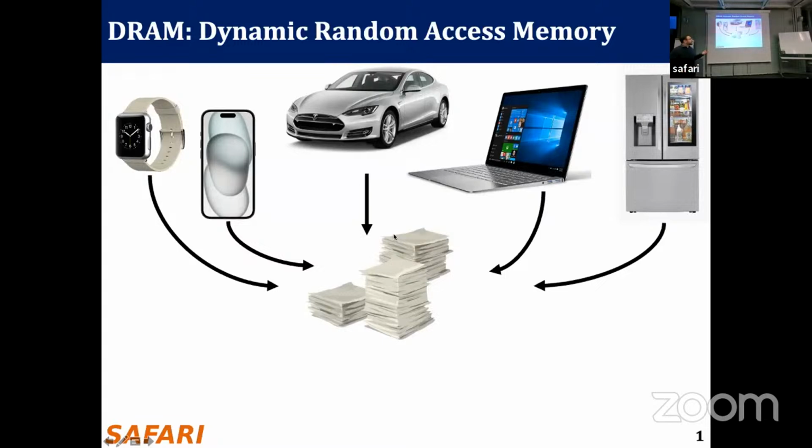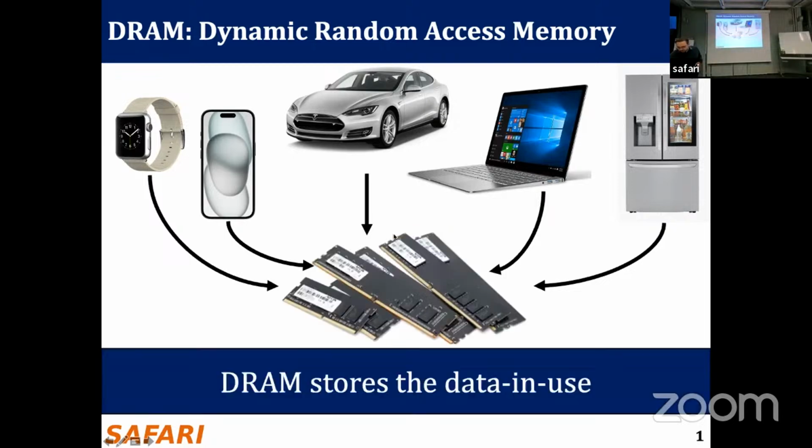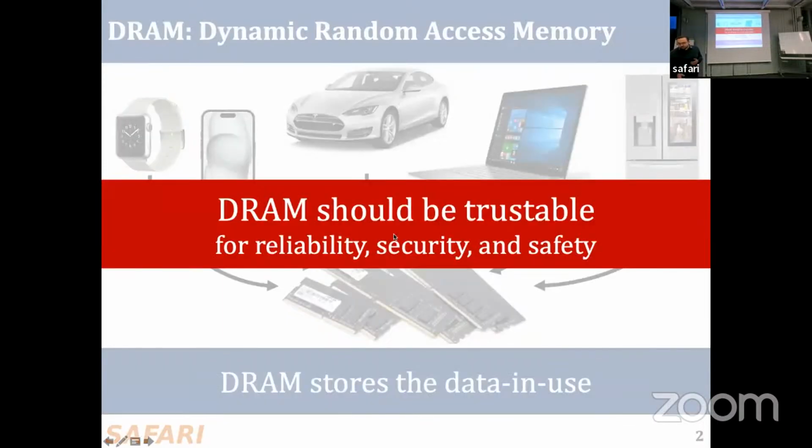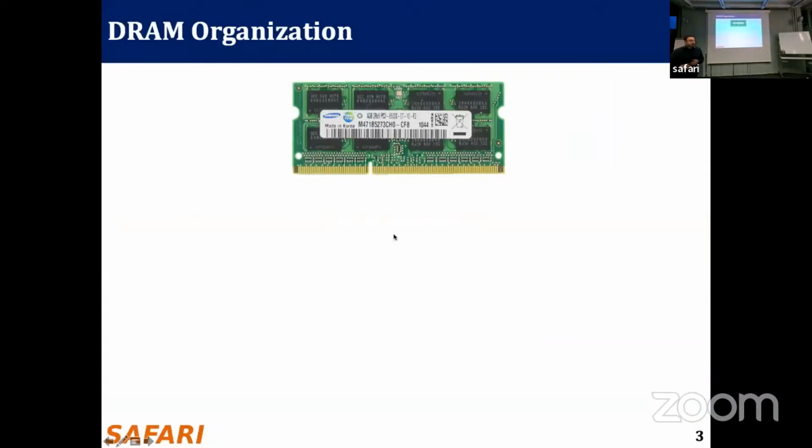We will be looking into DRAM devices, in long name dynamic random access memory. In many of the smart devices in our daily life, we deal with a great amount of data, and this data is stored in DRAM chips. For these systems to work reliably, securely, and safely, we need to trust these DRAM devices because our data is there. I will give a brief introduction of how DRAM is organized and how it operates.